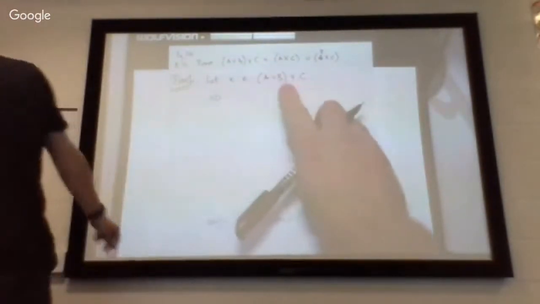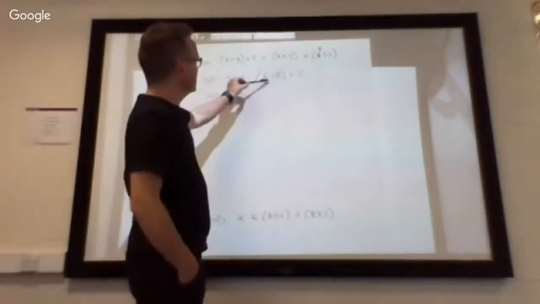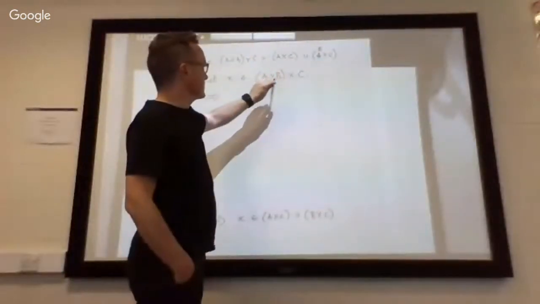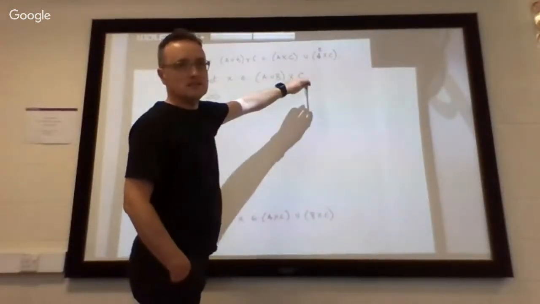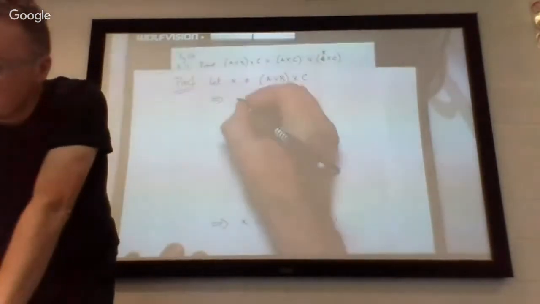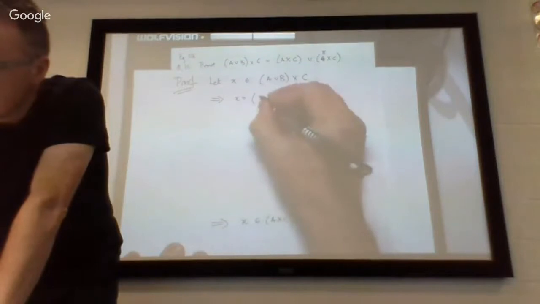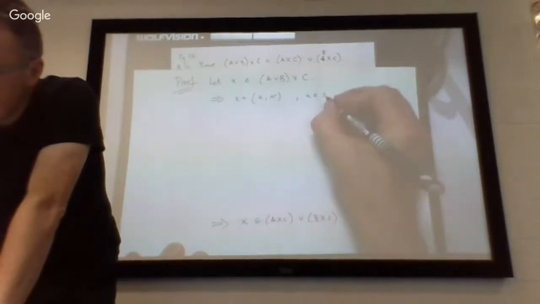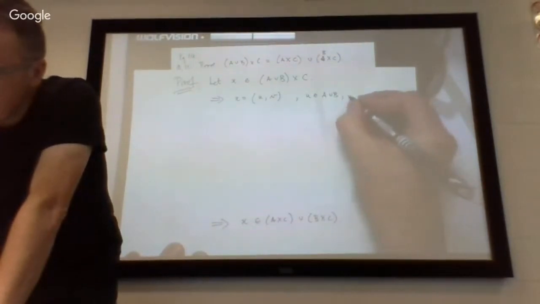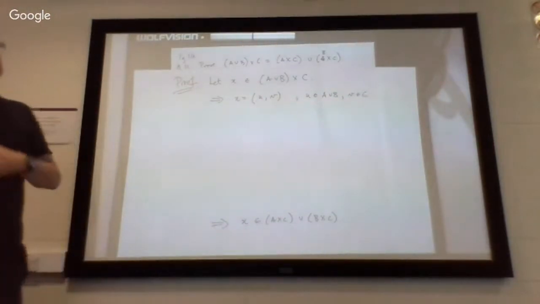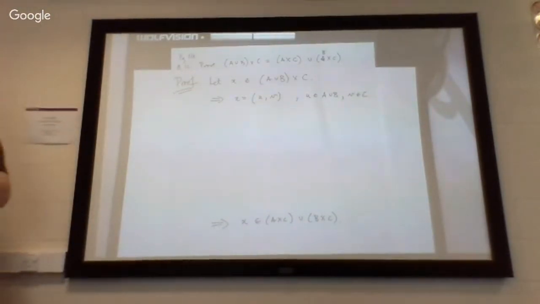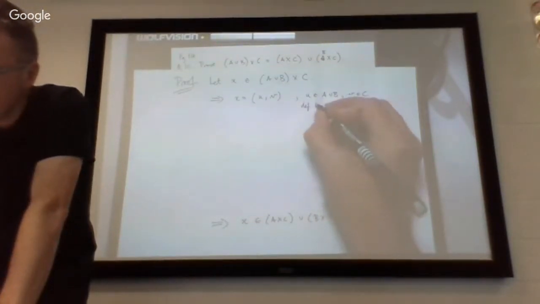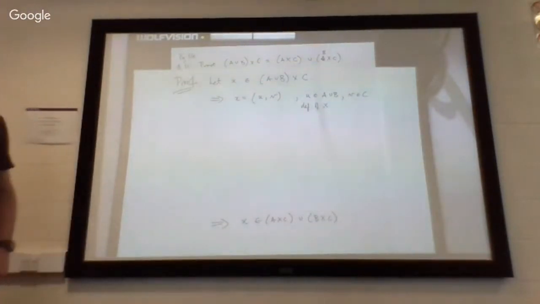Now the top level operation that's taking place here, well, this union is taking place inside the brackets. That's kind of invisible to us a little bit. What we're seeing here is a Cartesian product of two sets. So this means our X must be equal to, let's just call it, U and V, where U is an element of A union B, and V is an element of C. That's what it is for something to be an element of the Cartesian product. So all we're doing there is just using the definition of Cartesian product.